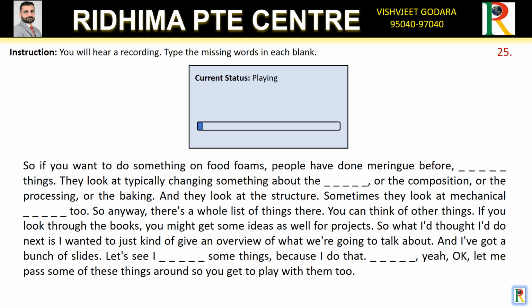So if you want to do something on food foams, people have done meringues before, various things. They look at typically changing something about the recipe or the composition or the processing or the baking, and they look at the structure. Sometimes they look at mechanical properties too. So anyway, there's a whole list of things there. You can think of other things. If you look through the books, you might get some ideas as well for projects.